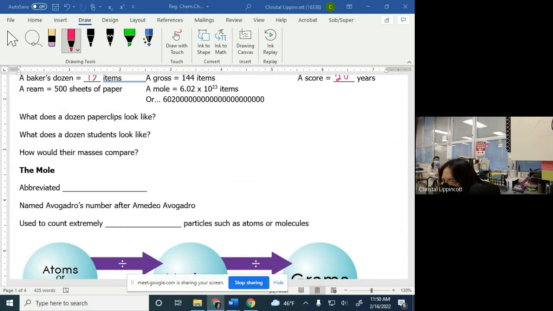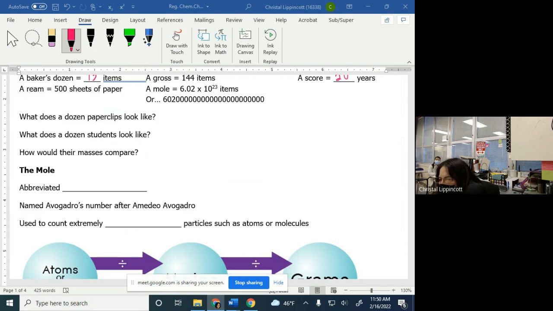It doesn't look the same, does it? But yet it's still a dozen. So would their masses be the same? A dozen paper clips and a dozen students? No, these would be significantly greater than these. The same holds true with our elements.